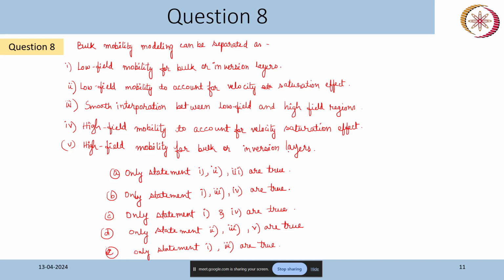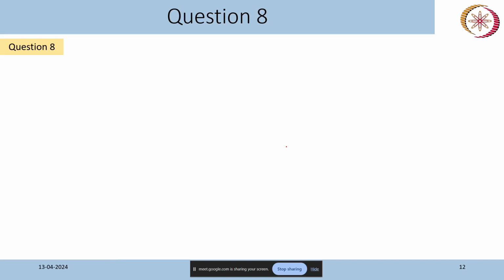So this question is on mobility and basically how the mobility models are used in simulation tools. Okay. So what will be the correct answer for this question? The low field mobility is used for bulk or inversion layer, and high field mobility is used to account for velocity saturation effect. Okay. So I will discuss it here.